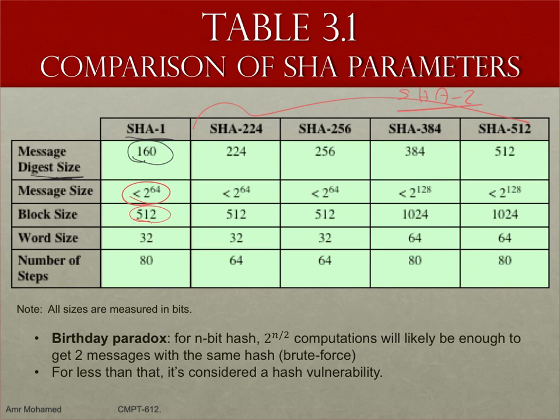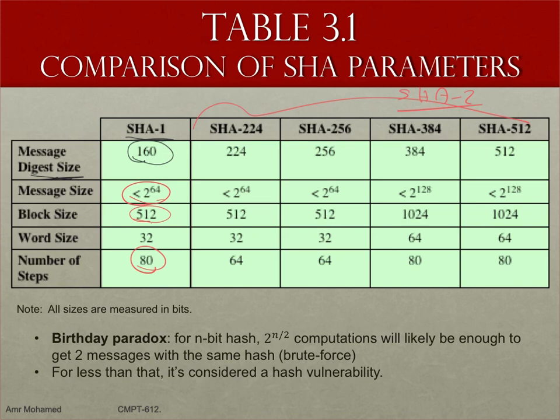The block size naturally for SHA-1 is 512. There's also the concept of word size, and there's the number of steps. Number of steps is like rounds, like rounds for encryption. This is also similar. We have like 80 rounds or so.